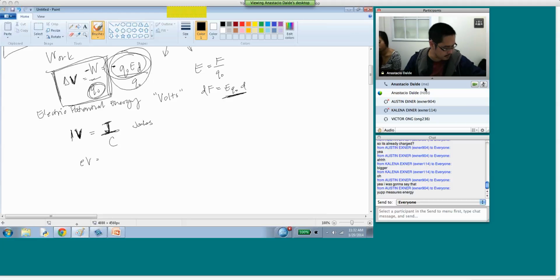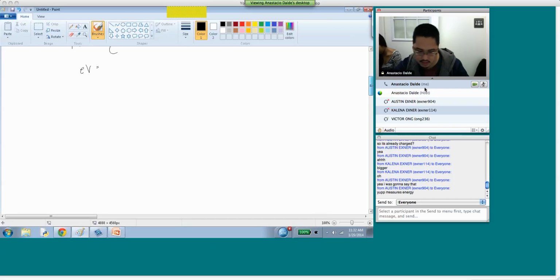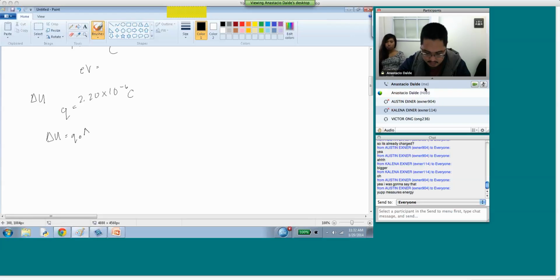Let's do an example problem. Say that we want to find the change in potential energy. So find delta U for a charge of 2.20 times 10 to the negative 6 coulombs. So that's Q equals that, right? It moves from point A to point B, given the electric charge. Where's point A and point B? That's a dumb question. All right, well, we know that delta U equals Q naught delta V.